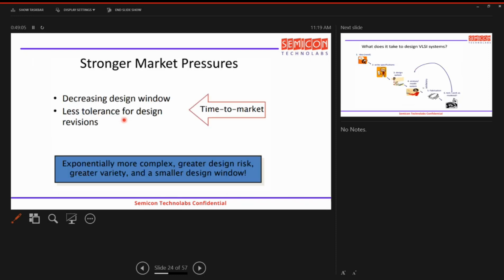Okay, time to market. There is always a stronger market pressure. Decreasing design window, less tolerance for design revisions, which means less tolerance for design mistakes. So we cannot tolerate the mistakes. We cannot have a big design window. There is always a stronger market pressure for time to market. This is a technical term, where time to market means in how much time the idea can be mapped into a finished chip. Okay, exponentially more complex, greater design risk, greater variety, and a smaller design window.